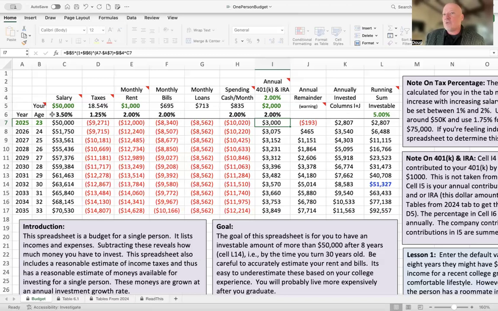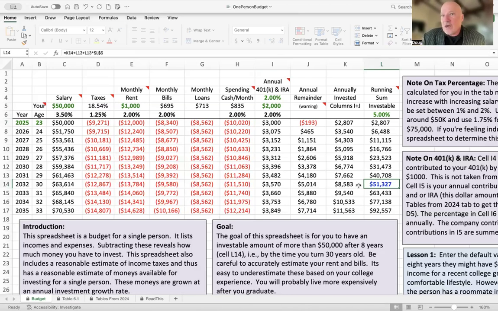We expect to see quite a ramping up in your salary during, let's say, your first 20 years of working. This percentage right here increments the tax rate, and you can read about that in the spreadsheet. 1.25 is about right to increment that tax rate. So we add this all up, and our goal is to get here by the time you're 30 years old. Our goal is to get to $50,000 invested.